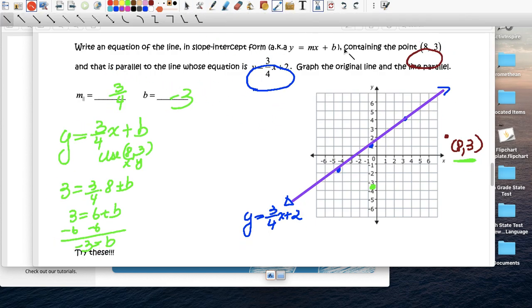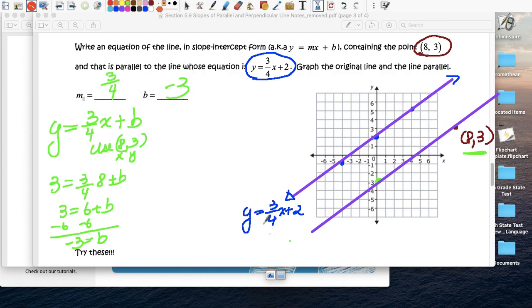Now the only thing left for me to do is connect these dots. A little better than that. There we go. And that one has a name, and its name is y equals 3/4 x minus 3. Same slope, but different y-intercept. Okay.